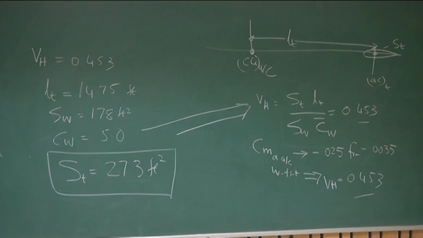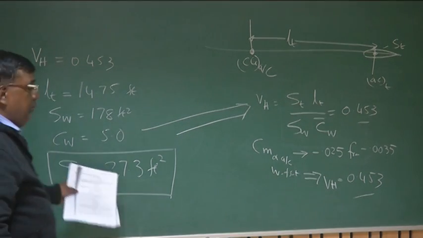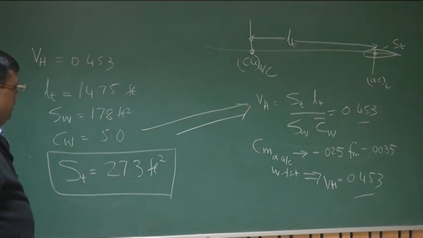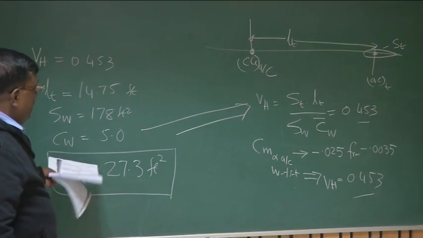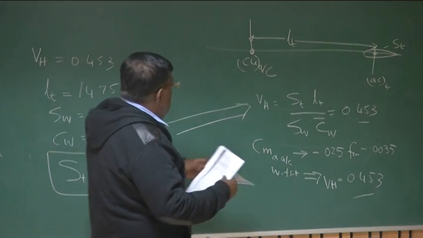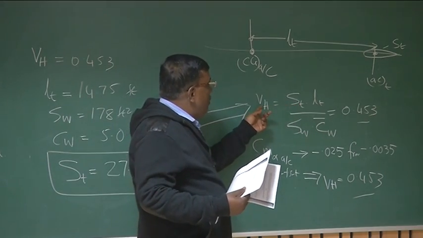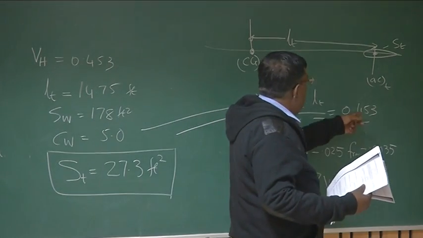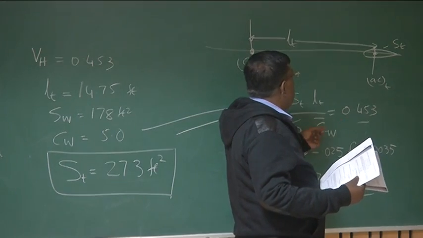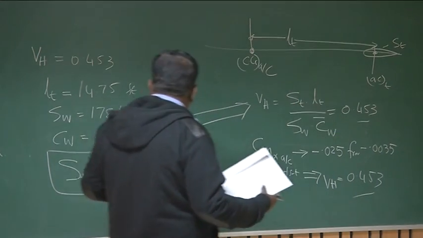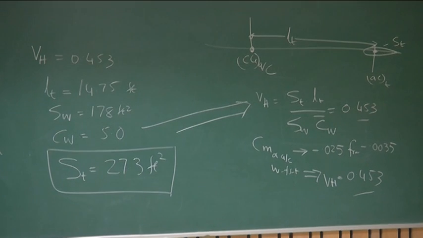Clear? Please, you should do this calculation yourself. If I commit some mistake or there's some printing error, I will not be held responsible. So it's very simple. You have to find ST. VH you know is 0.453, so ST will be 0.453 into SW into CW divided by LT. So you'll get the S tail area as this much.